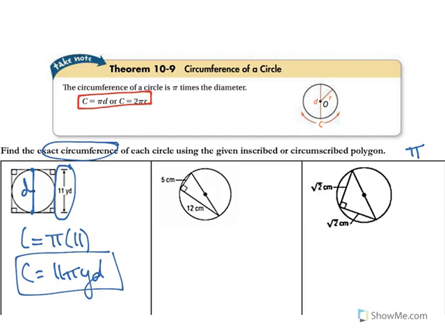All right, next one. Now I have a triangle on the inside. I do have a diameter drawn. How do I find out this distance?